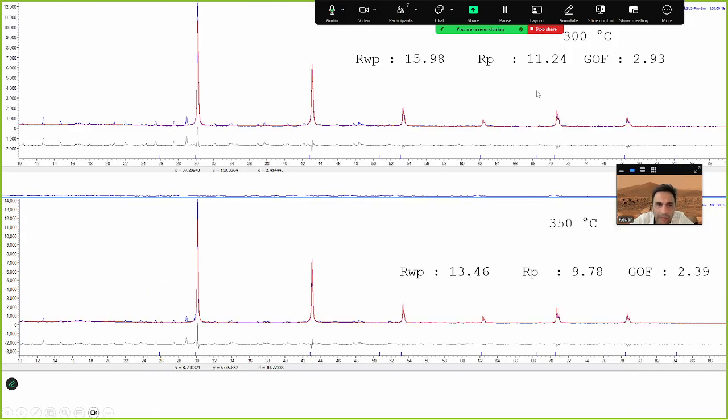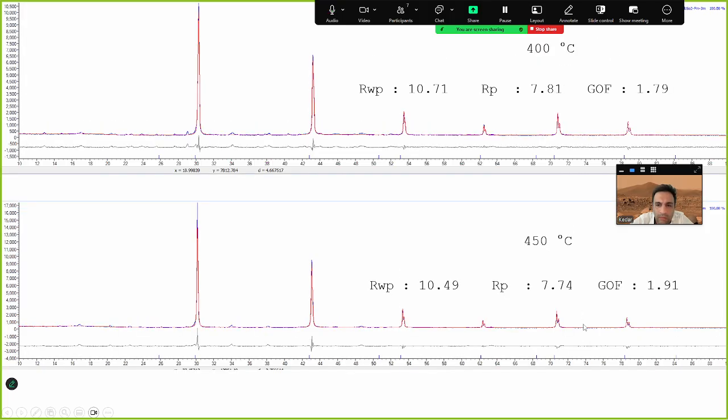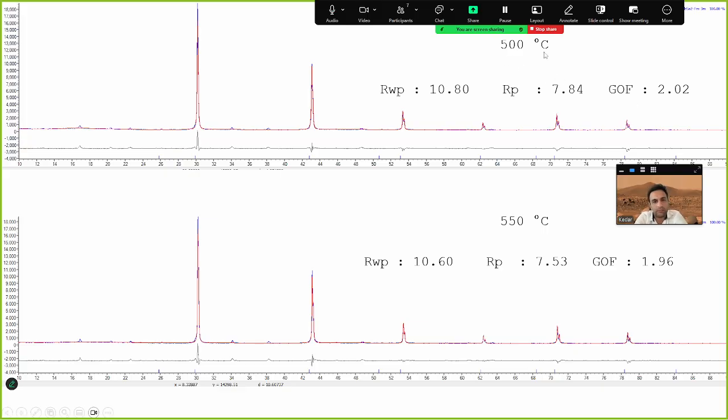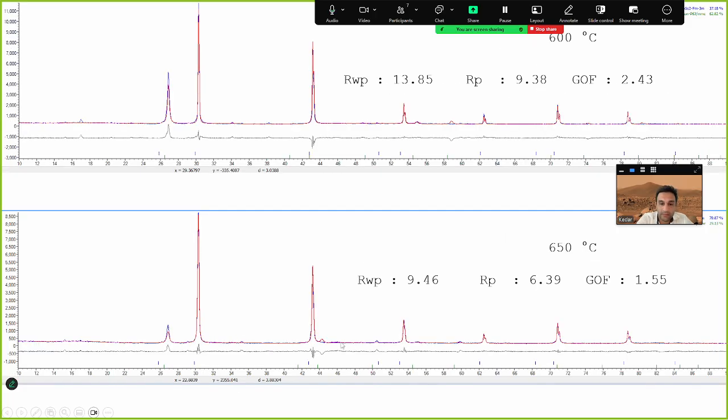So this is at 300. There are a few impurity phases. I did not find which are the impurity phases. But if you look at 550, it's fitted perfectly, very well. At 450 and 550 there are very few impurities, and eventually from 600 there is the carbon peak. Excellent. So if I use the DGS, then maybe the carbon peak will not appear here.